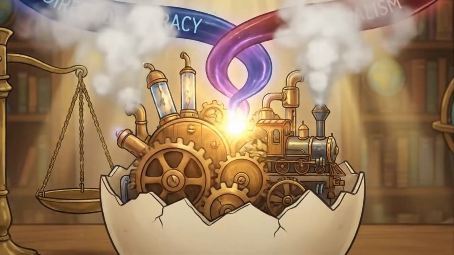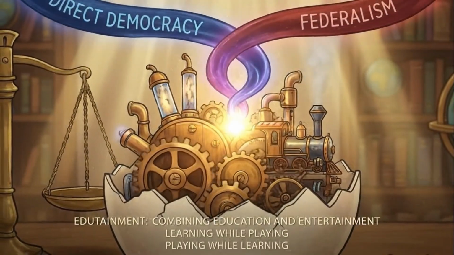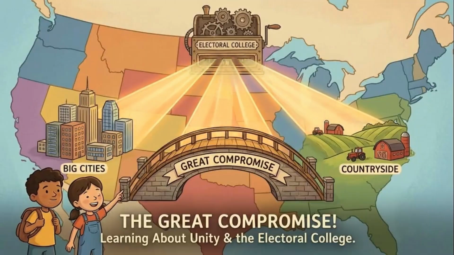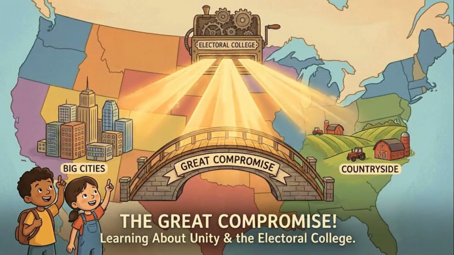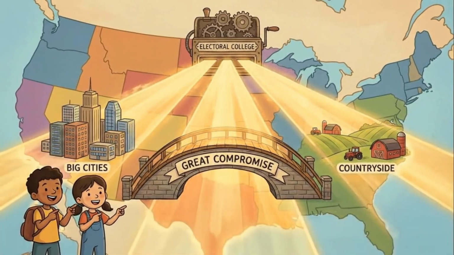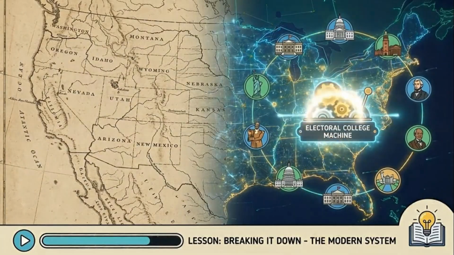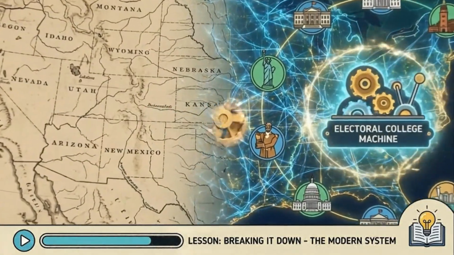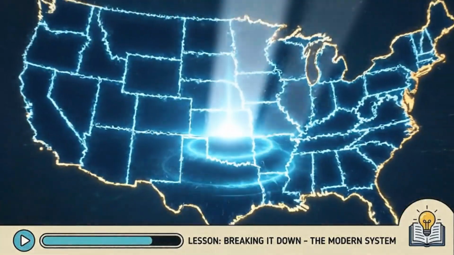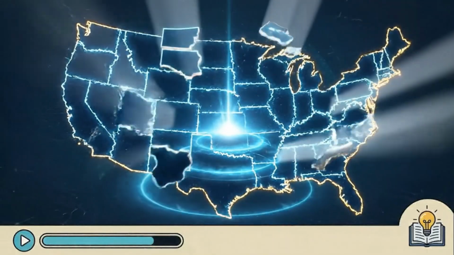And so, the Electoral College was born, a unique blend of direct democracy and federalism, designed to ensure that the president would have broad support across the nation, not just in a few dense urban centers. It was, in essence, a grand compromise, reflecting the complex political landscape of a new nation. So, how does this intricate system actually work in practice today?